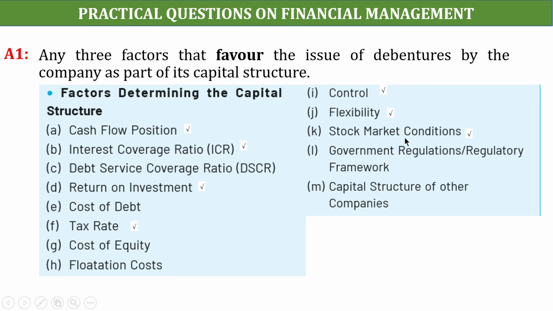Stock market condition: if the stock market condition is bearish, that is, the investors are not in a mood to invest in equity shares, just like when a war is going on between Russia and Iran and the stock market has gone down. In such a situation, new investors will not like to invest in equity shares. So if the stock market conditions are not favorable, investors would like to invest in debentures only. So these are the factors which are favorable for issuing debentures.